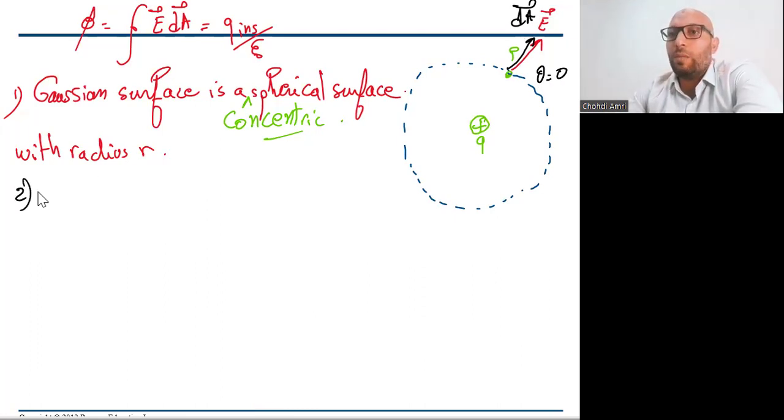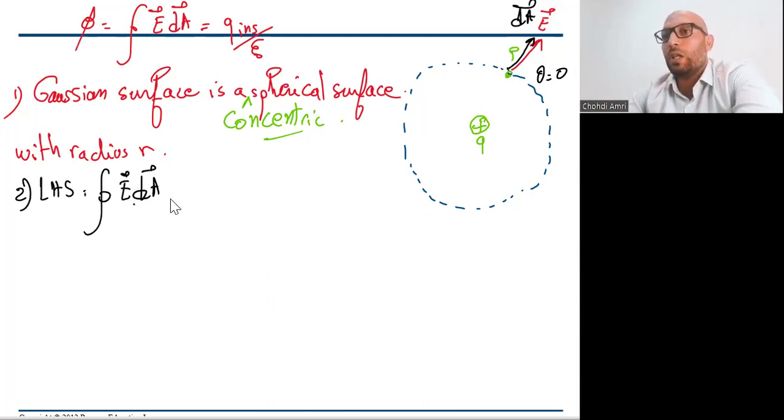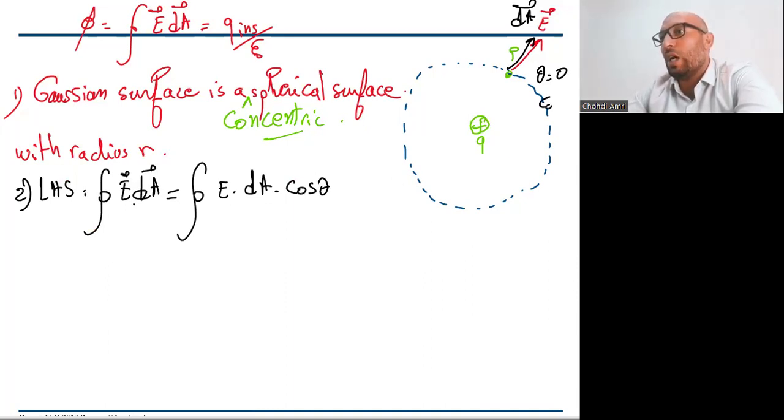So the second step, the left-hand side. We are done with the first step. The integration of E dot dA: we have a dot product, so it will be the integration of E multiplied by dA multiplied by cosine theta. What did we say about theta? Theta is 0, so that means cosine theta equals 1.